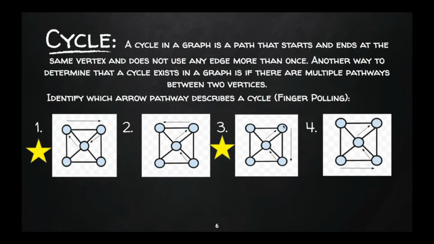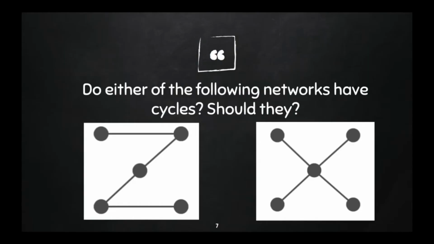Notice a cycle is different from a circuit. A circuit, if you're not familiar, touches every edge, or it touches every vertex in the case of a Hamiltonian. In this case, we didn't touch every edge, did we? No, but we did start and stop at the same vertex. All right. Do either of the following networks have cycles?